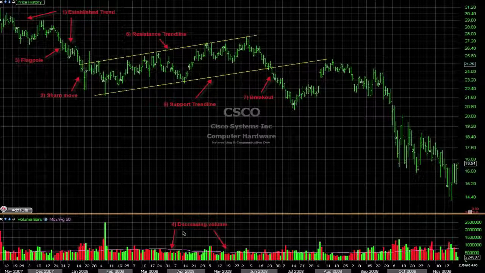Number 4, which is decreasing volume. This is not a must, but more often than not you will see descending volume inside the flag. 5, support trend line, and 6, resistance trend line is what makes up the flag. Number 7, which is very important, because it's only when we get the breakout of the flag that the flag is confirmed. It is very normal to see increased volume at the breakout, which is happening here.